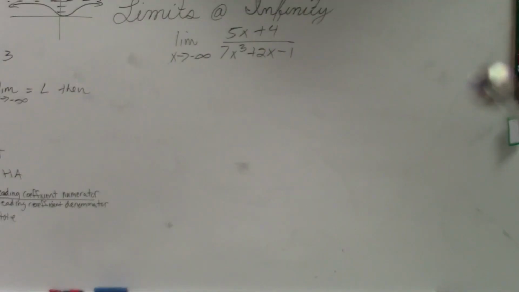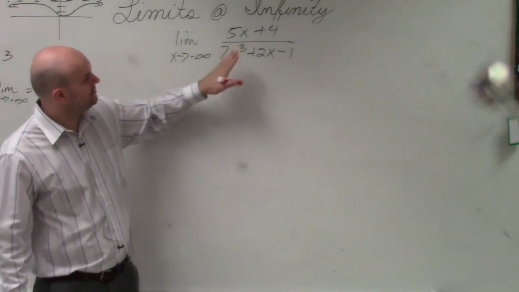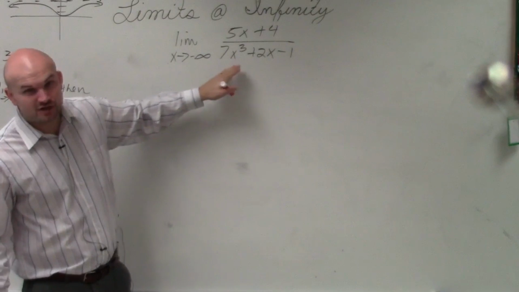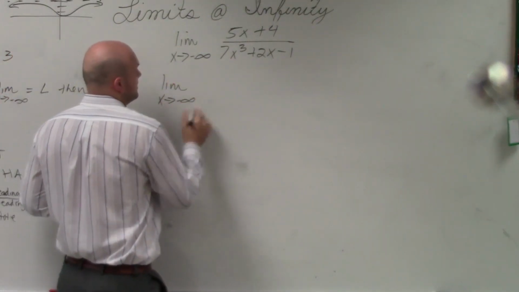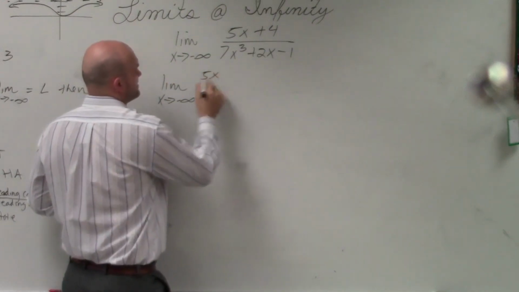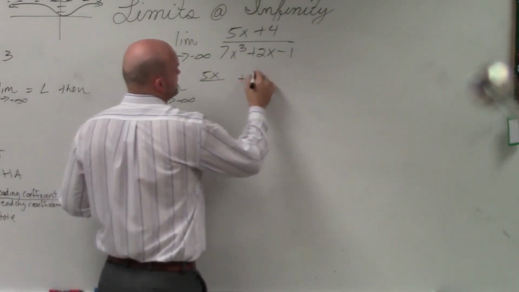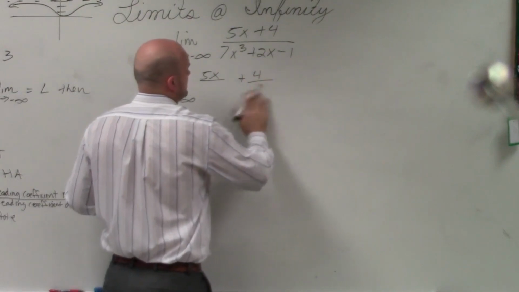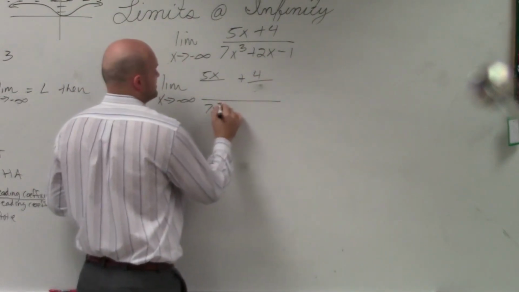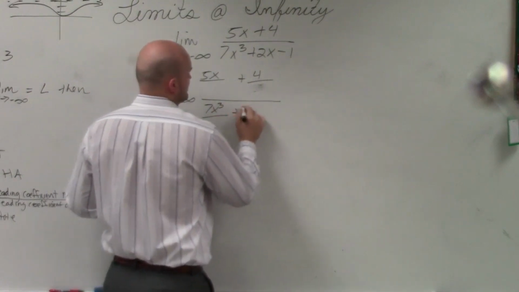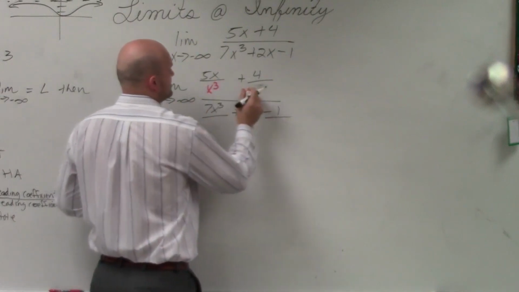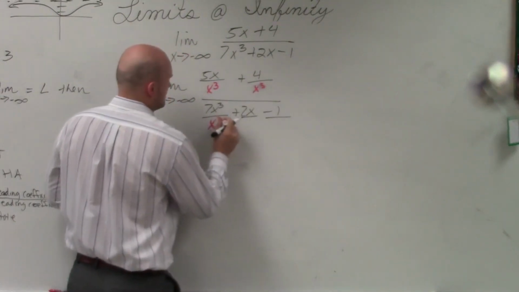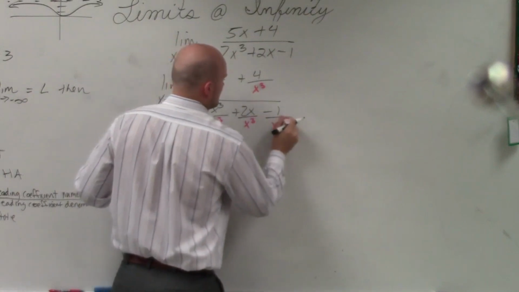So again, our algebraic method of determining the limit is we take the highest power in our denominator and divide each and every term by that highest power. So I'm just going to rewrite this as x approaches negative infinity. So I'm going to have 5x plus 4, divided by 7x cubed plus 2x minus 1, each over x cubed.